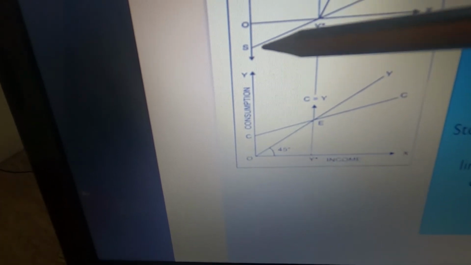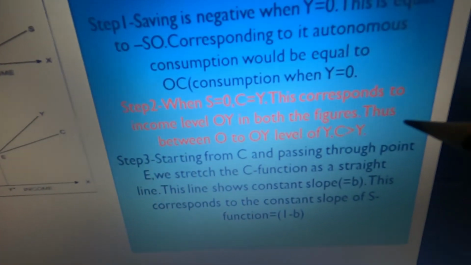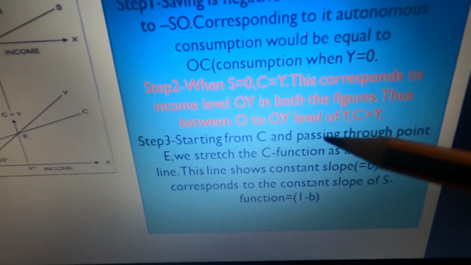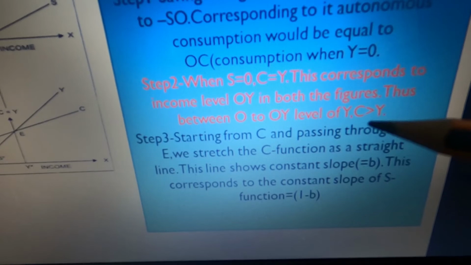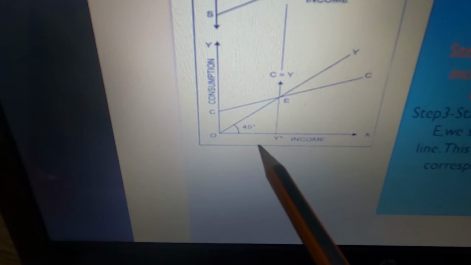So that means this one. This is O, Y, and the same O and Y. Is that clear? So here at OY, what is happening? S is equal to 0. When S is equal to 0, what happens here? C is equal to Y. That is OY here. So thus, between O and the OY level of income, C will be greater than Y. What does that show? From O to Y, what is happening here? Here, C is greater than Y.